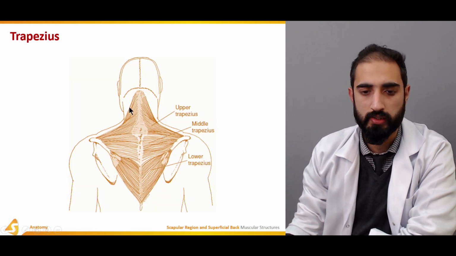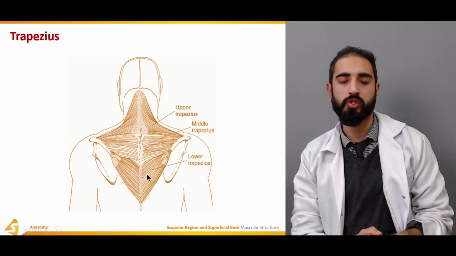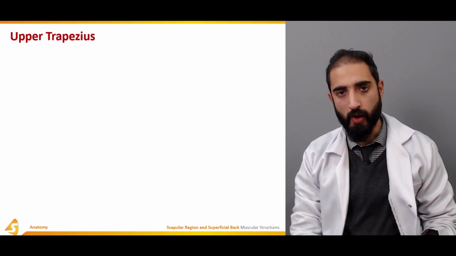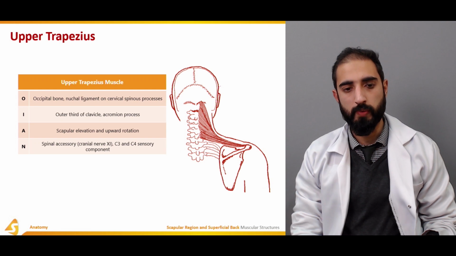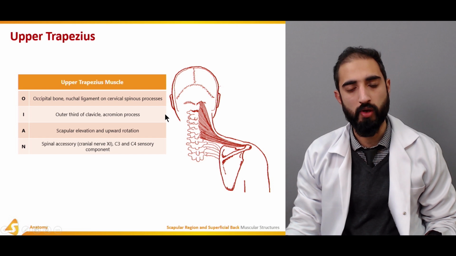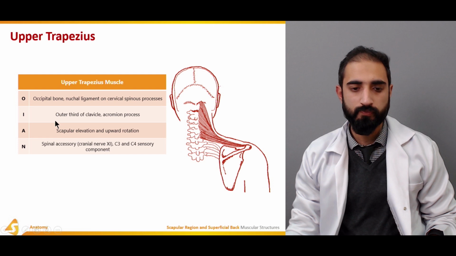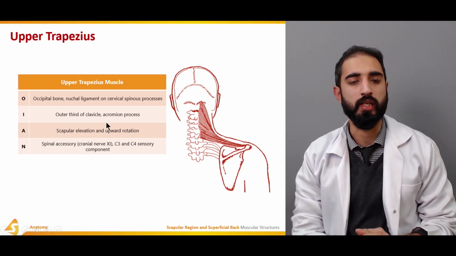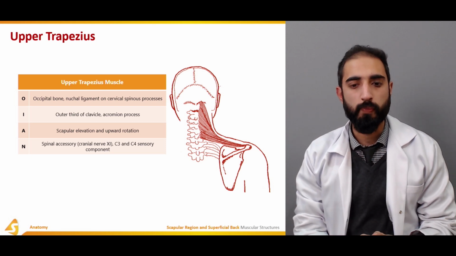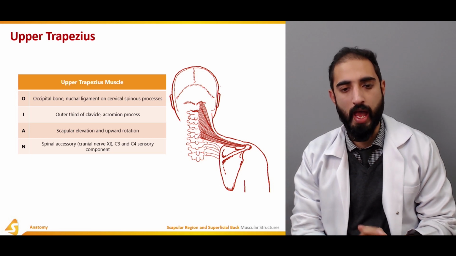So here we have the trapezius: the upper trapezius, the middle trapezius, and the lower trapezius. Because they have different actions, we're going to take a look at them one by one specifically. Talking about the upper trapezius, its origin is from the occipital bone, the nuchal ligament, and the cervical spinous processes. It comes downward and laterally to insert at the outer third of the clavicle and the acromion process. As it is located superior to the scapula, its function is obviously scapular elevation and upward rotation.